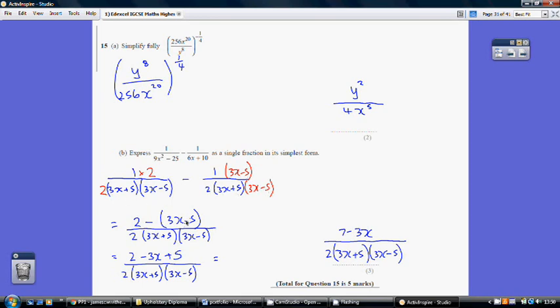Now just tidying up the numerator, 1 times 2 is 2, and then we've got to take away the 3x minus 5. But be careful, think of that minus 1 times both of these terms. So that's going to be minus 3x plus 5 on the numerator. So just tidying that up, that gives us 7 minus 3x on the numerator, and this still is the denominator.